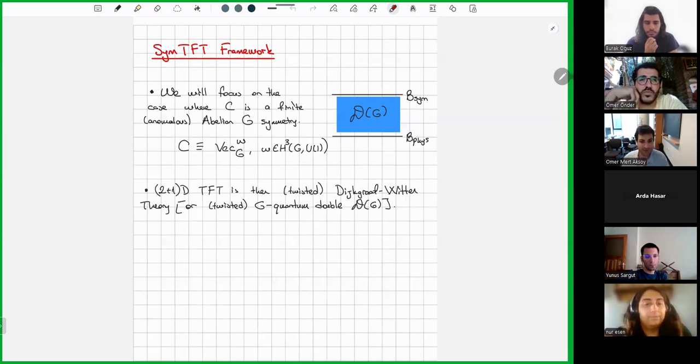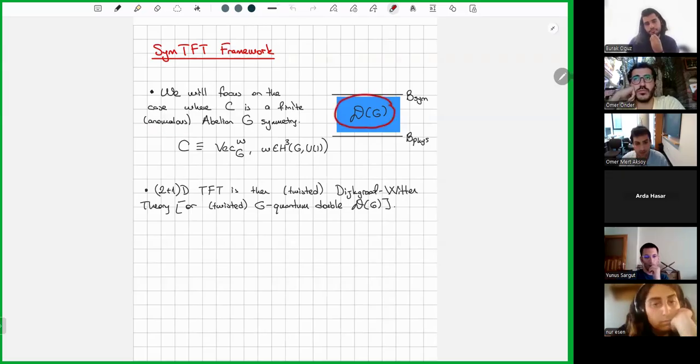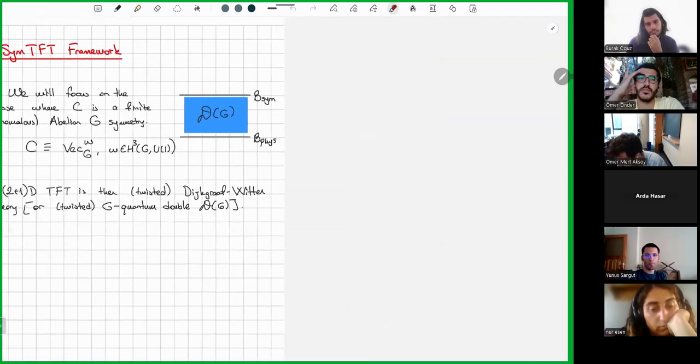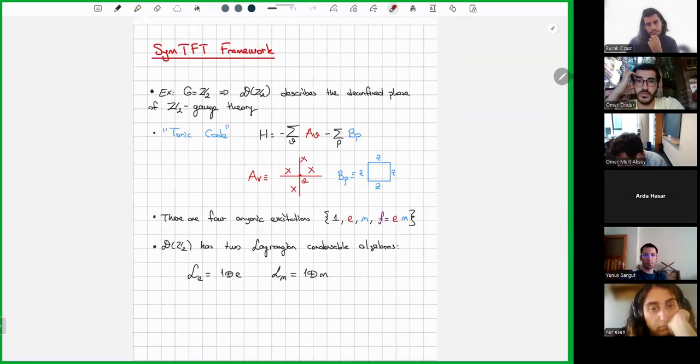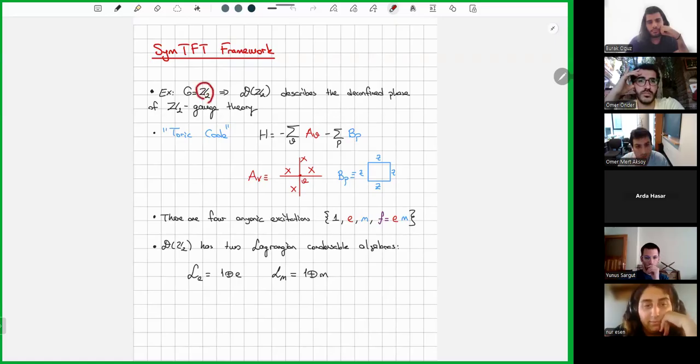Even though the symmetry is abelian, because of the potential anomaly, the bulk topological order is not necessarily abelian. Even though I think in all my examples it will be abelian, I just wanted to warn you. Okay, let me give the potentially simplest example where I set G to be just Z2.